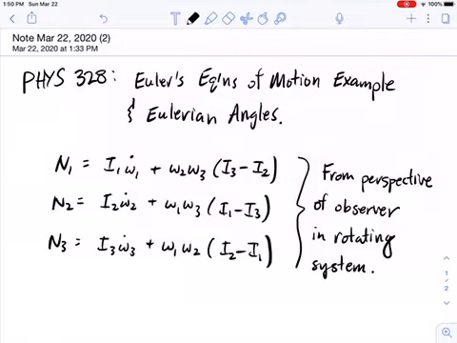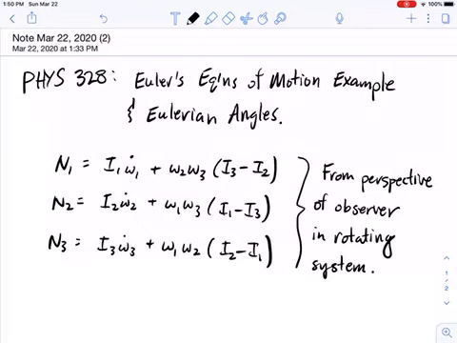Okay, hello everybody. So it is time for the next Physics 328 video. What we did in the last video is we talked about Euler's equations of motion, and these were equations of motion developed for an observer in the rotating frame. So a frame fixed to a rotating body. And the coordinate system of the rotating body is aligned with the principal axes.